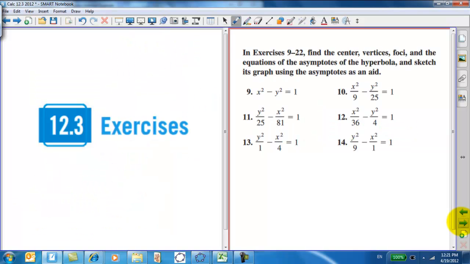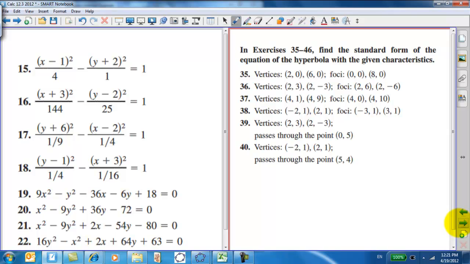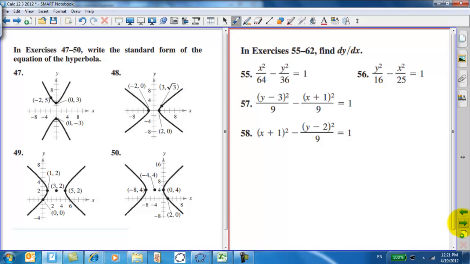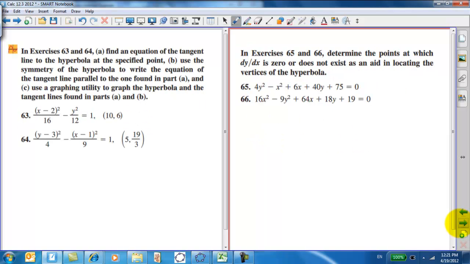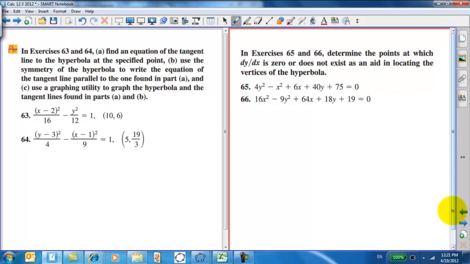Now I want to do one more from here, and it's the type of question where you're supposed to find the horizontal and vertical tangent lines, because this is typical of what I'll expect you to do on the test. Right here: determine the points at which dy/dx is 0 or does not exist as an aid in locating the vertices of the hyperbola. So let's try that on number 65 here.